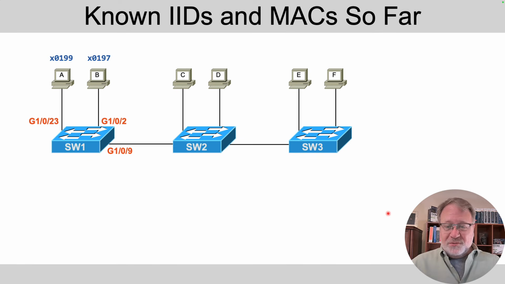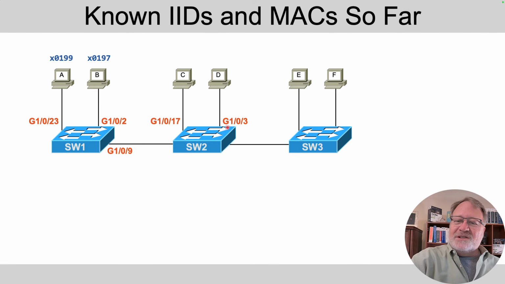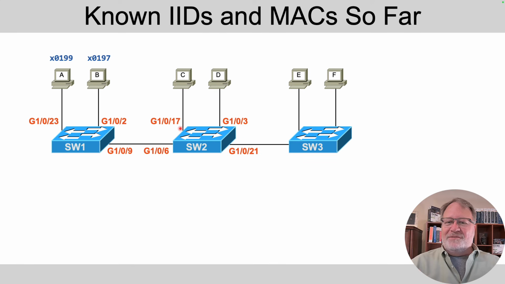So what did we learn on switch 2? Well, first off, we learned that the port Gig 1/0/3 that we shut down is the one that stopped host D from working. So that's connected to host D. Gig 1/0/17 then is connected to host C. Then we saw 3 MACs each on the left and right hand interface.